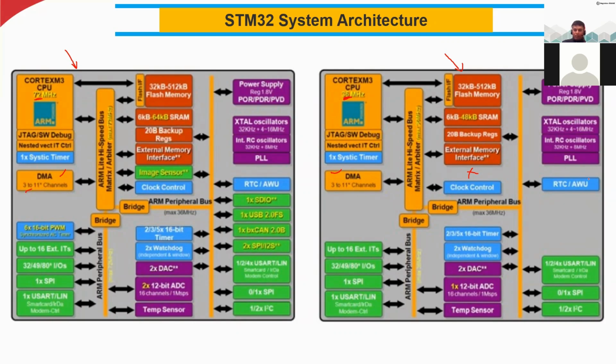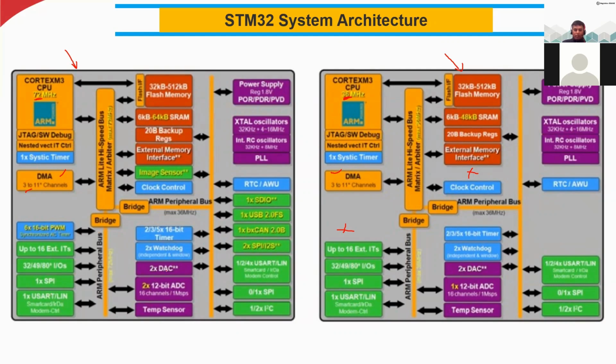And what are the other differences here and here? Here you can see this 6 times 16-bit PWM pulse width modulation timer, but here we do not have that. And here we have these external interrupts, and we have these IOs and so on, and everything else is the same. And what else is the difference?